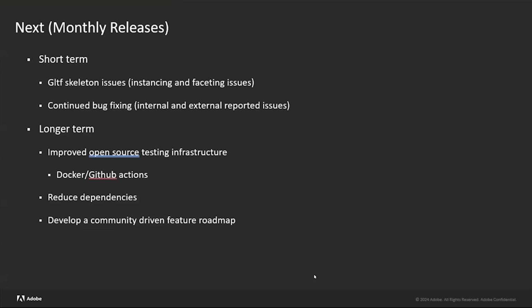Longer term, we really need to improve our testing infrastructure. Very jealous of Pablo's CI GitHub Actions. We want to get that set up for all of our plugins as well. Reduce dependencies, as I mentioned, and then also we want to develop a community-driven feature roadmap so people can know what to expect in at least each quarter, what we're trying to address. If people want to contribute to speed something up, then they'll know when it's going to fit our timeline. We just think that would be useful in general.